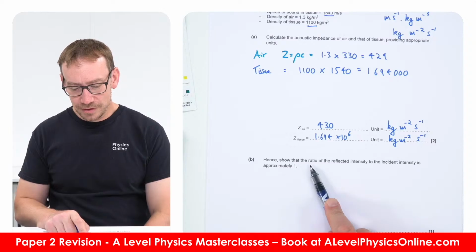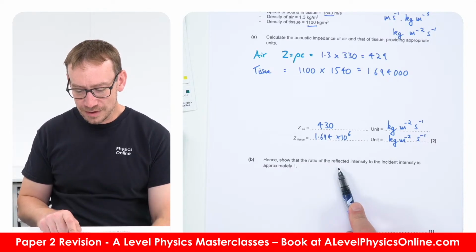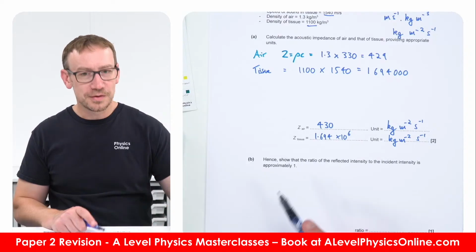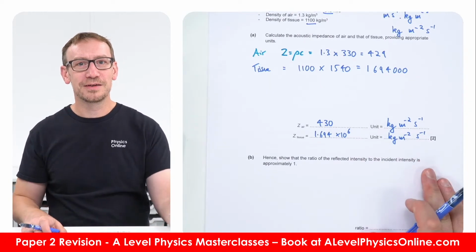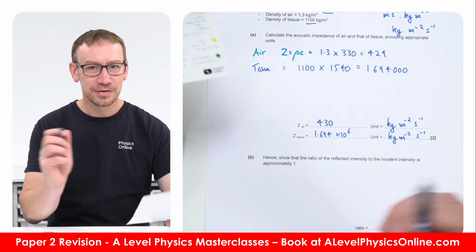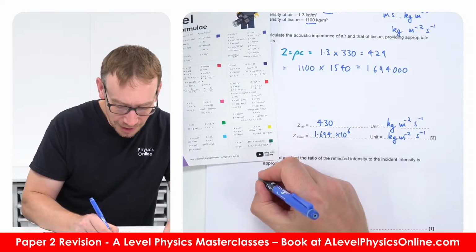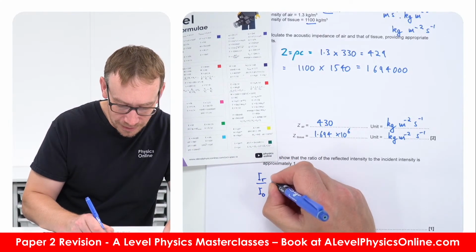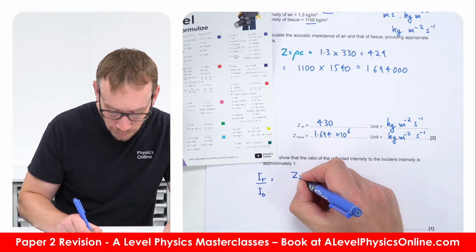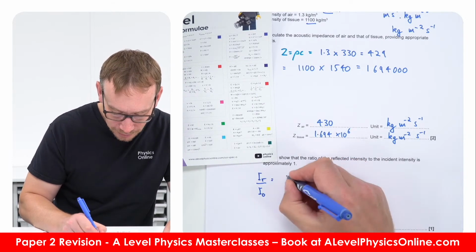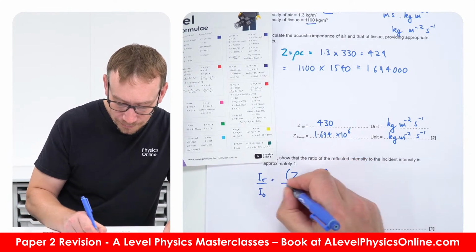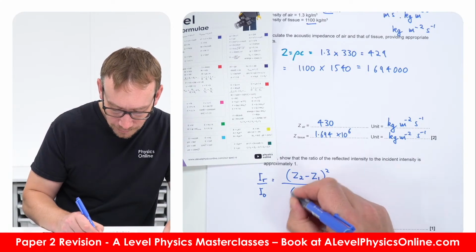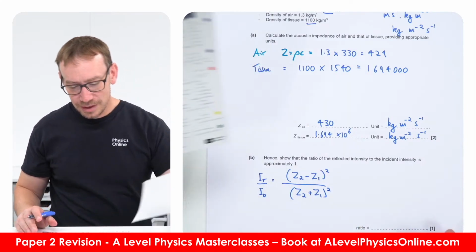Show that the ratio of the reflected intensity to the incident intensity is approximately 1. So this is going to be using, I think, the biggest complicated equation from A-level physics. So I'm going to write it out. It's in the data book. It says IR, the reflected intensity over the original intensity, is equal to Z2 minus Z1 squared divided by Z2 plus Z1 squared.